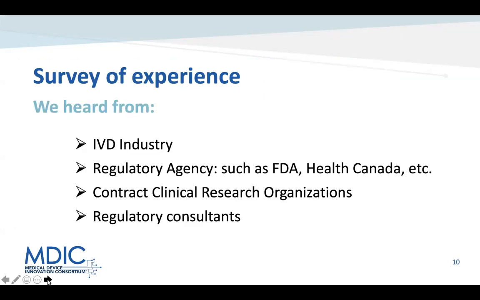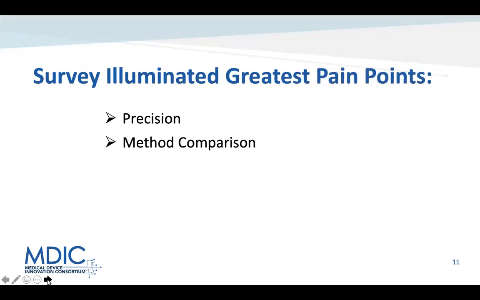Now, to begin with, we wanted to do an assessment and find out where the pain points were. And so we conducted a survey, and we heard from the IVD industry. We also heard from regulatory agencies such as the FDA and Health Canada. We heard from contract clinical research organizations and regulatory consultants. And from the results, they said there are two main pain points: precision testing and method comparison. So those are the two tests that the group dove into.